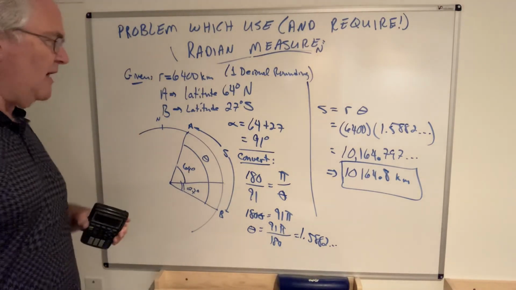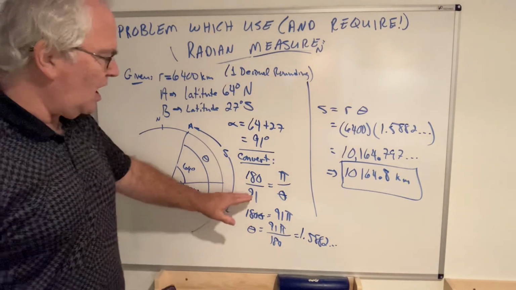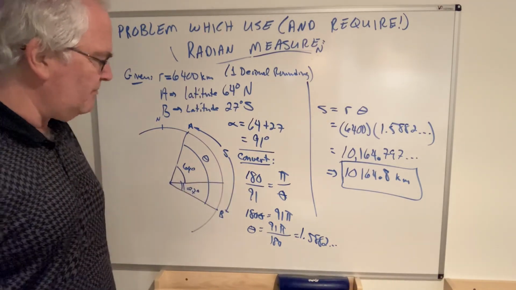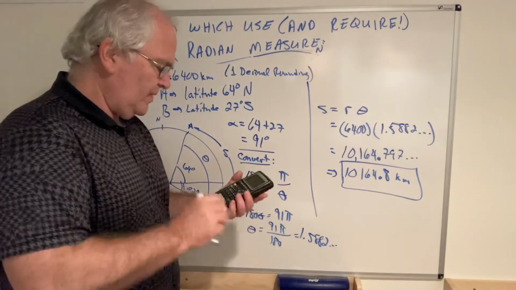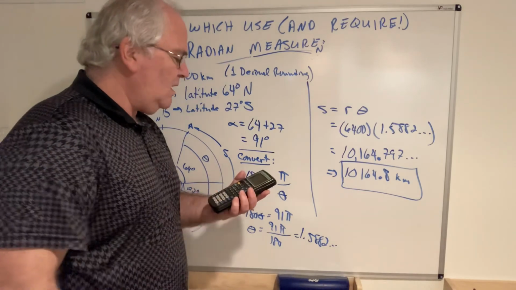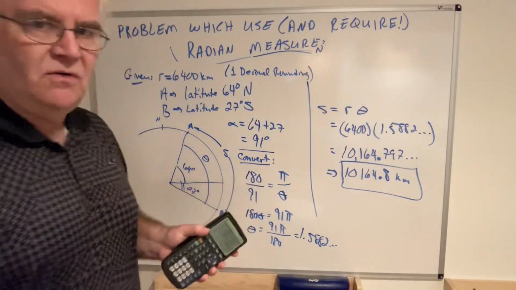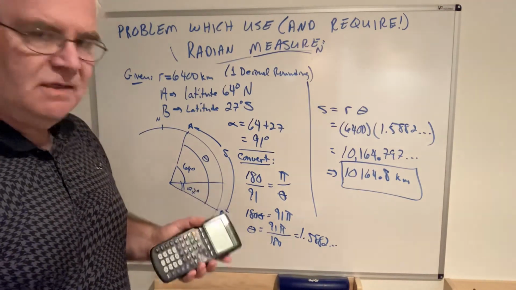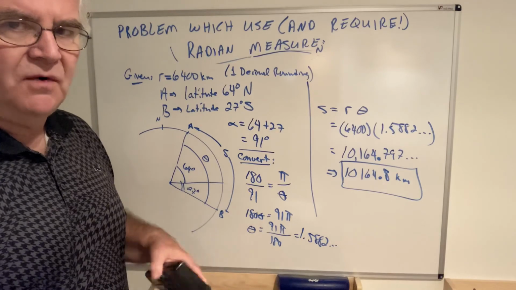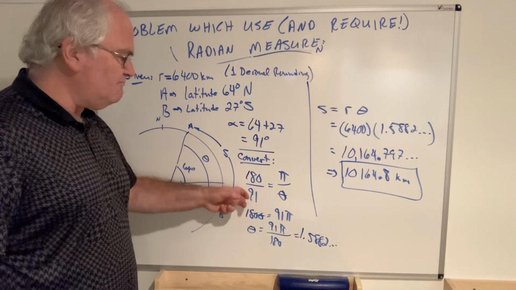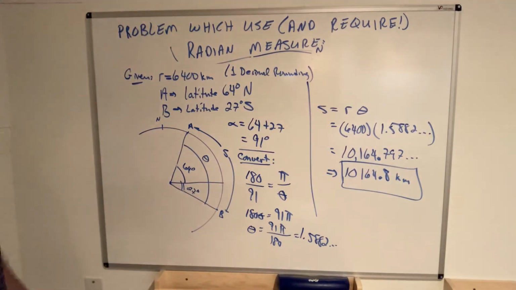This requires radian measure. If you tried to work this problem with 91 degrees instead of the radian measure, you would get 91 times 6,400, which is 582,000 kilometers. That's more than the distance from the Earth to the Moon. So that's a rather long trip. So you must convert these to radians before you do this computation, S equals r theta.